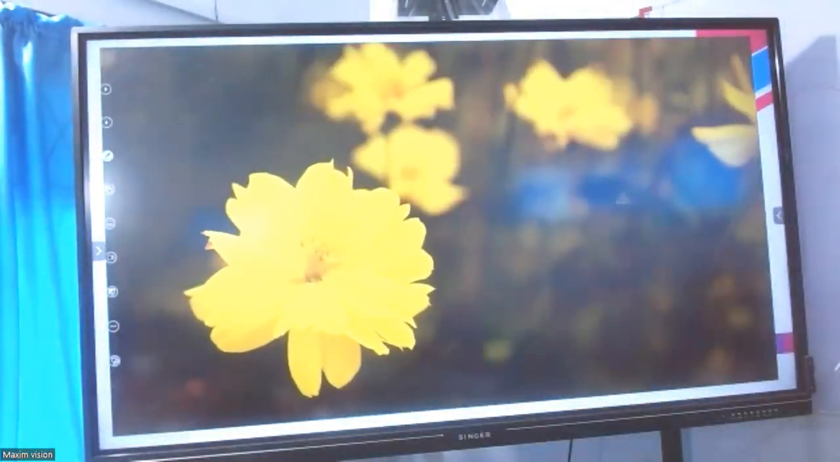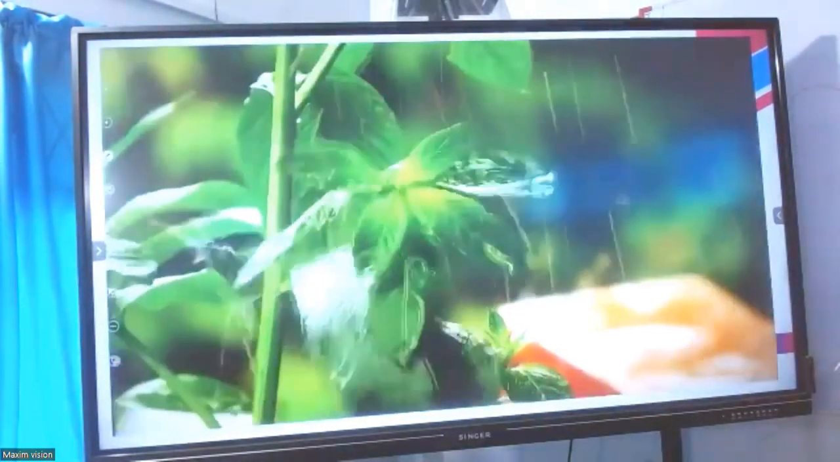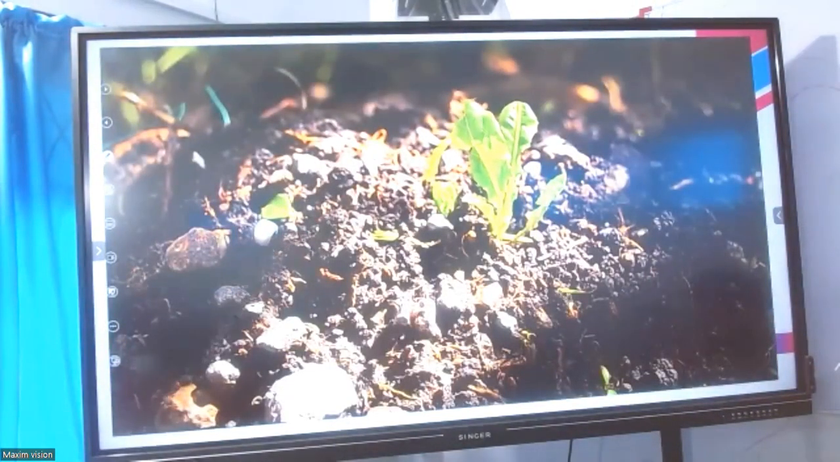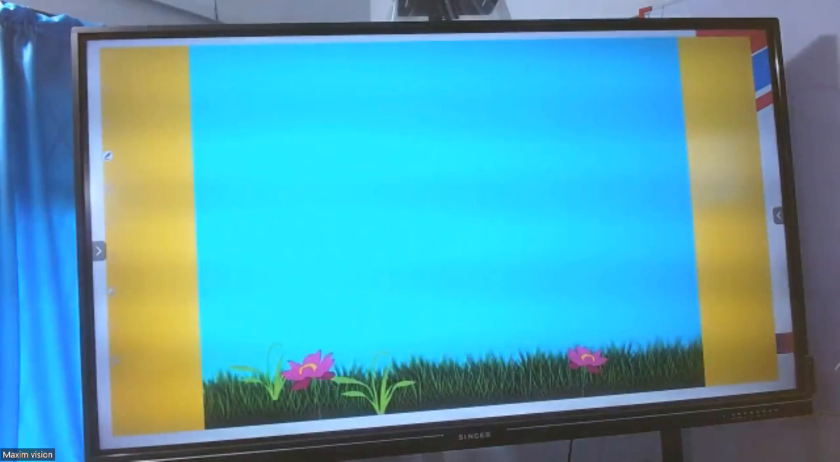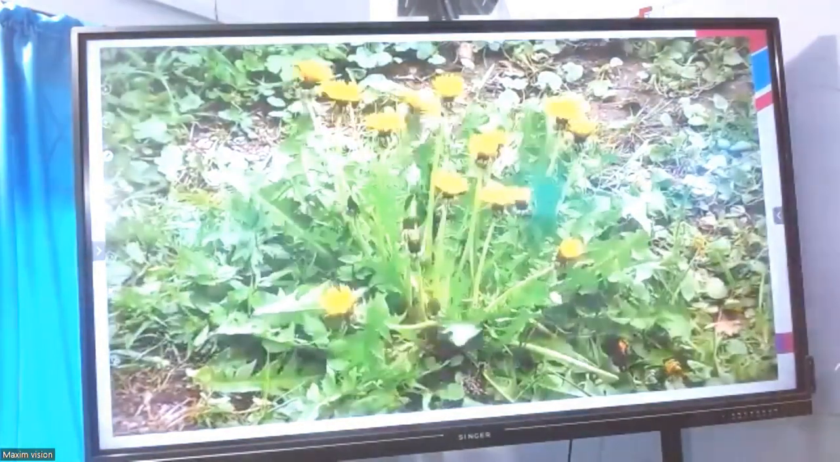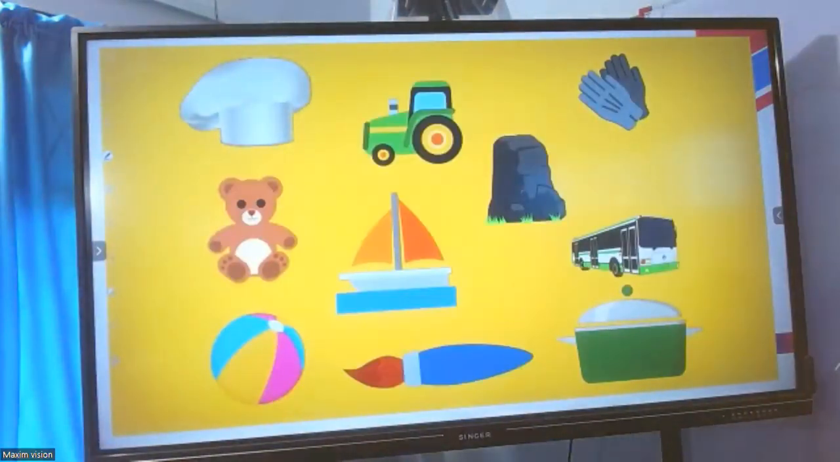Plants are living things because they breathe, eat, grow, and make more of themselves. Plants need food and water to live. Plants make their food through photosynthesis. Photosynthesis is a special word for how plants get their food. Photosynthesis is the way plants make their own food. Plants use the light from the sun to give them energy to make their own food. Plants grow like all living things and are alive. Non-living things do not eat, breathe, grow, or make more of themselves. Here are some examples of non-living things.